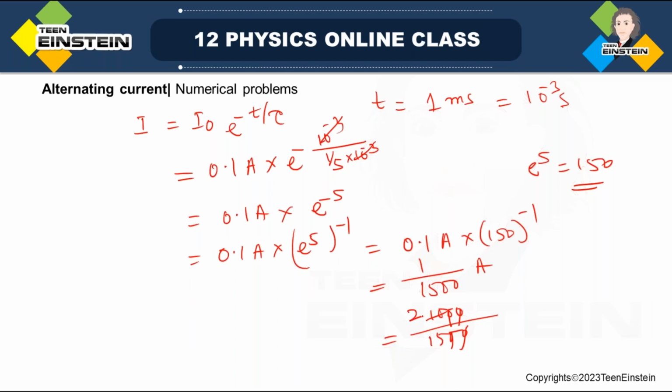5 2 is 10, 5 3. So 2 I have to divide with 3. Again 2, so 6 6 6, like that it will come. So it will be around 0.67 milliampere. So this is milliampere.